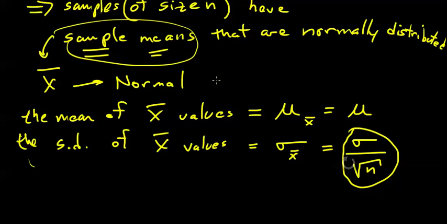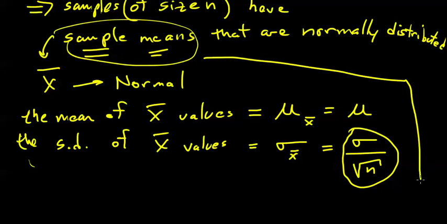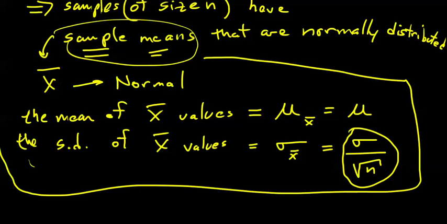Alright, so this, in essence, is the central limit theorem. Sample means are normally distributed with the mean that equals the population mean that you started with, but the standard deviation goes down by a factor of 1 over the square root of n.